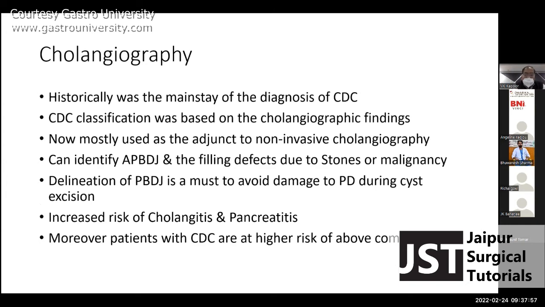Delineation of the pancreatico-biliary ductal junction is a must to avoid damage to the pancreatic duct during excision. It is of paramount importance when you are dealing with the choledochocele or any type of cyst. It has increased risk of cholangitis and pancreatitis. Moreover, patients with choledochocele duct cysts are at the higher risk of the above complications.